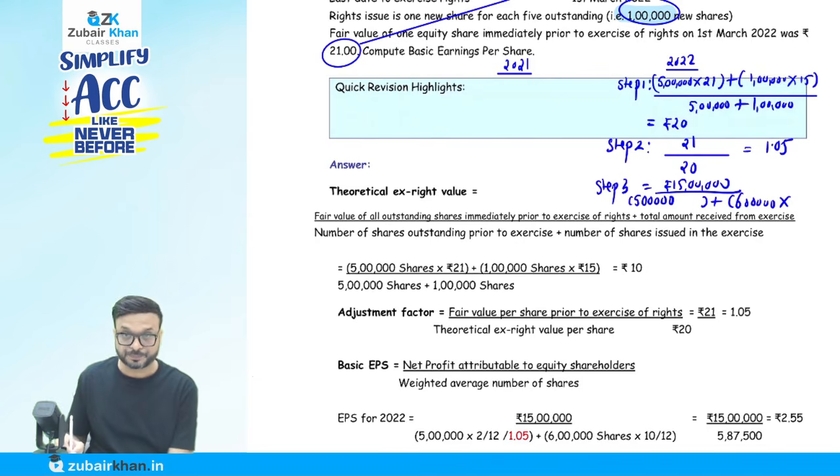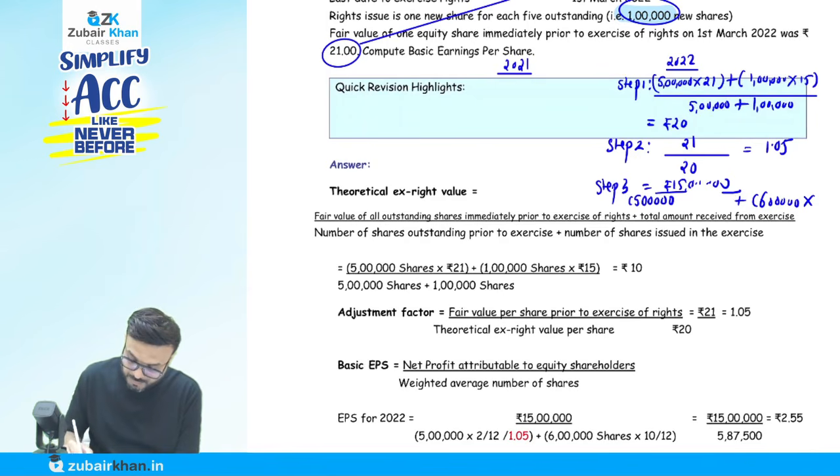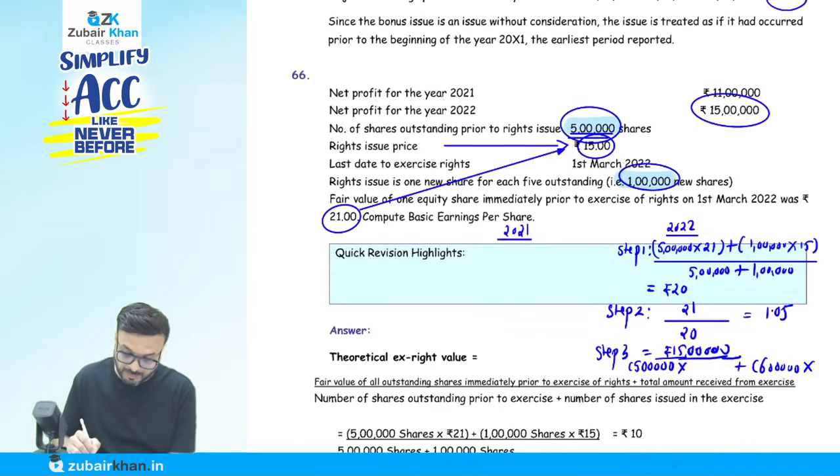But understand this. 5 lakh it was that year. Now we issue 1 more lakh that year. So in total we have 6 lakhs that year now. But now just give me a minute. So 5 lakh multiplied by, how much is the 5 lakh multiplied? We issue the rights issue on 1st of March.